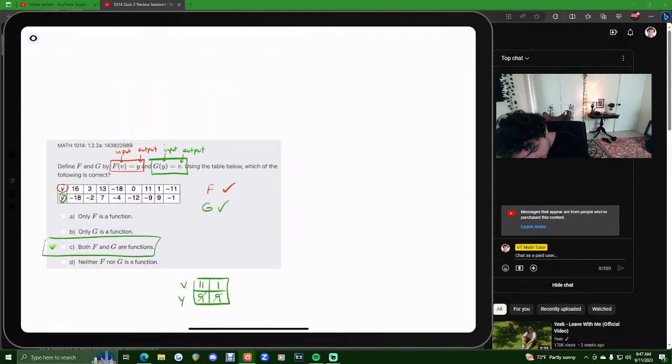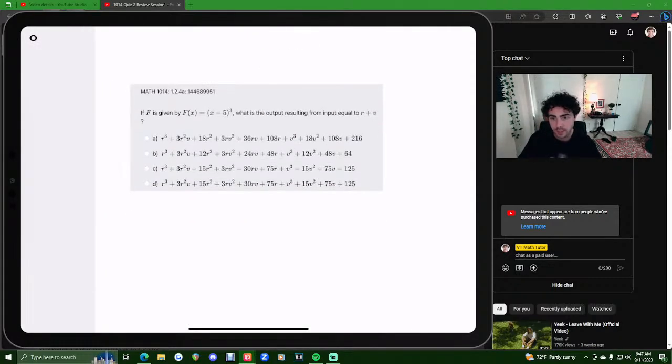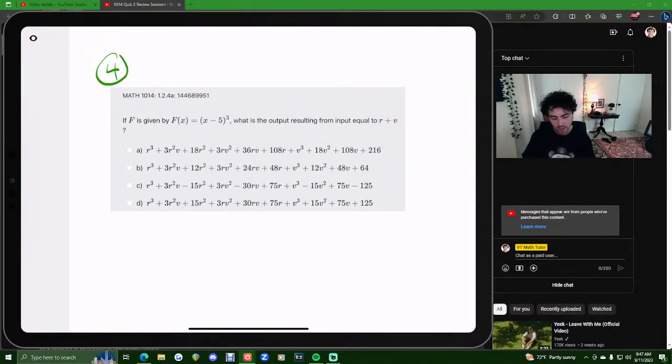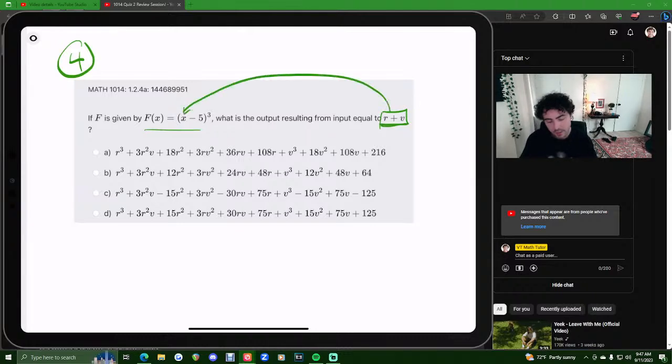So this was number 3. Thought I wrote it down. I guess not. All right, so that's a little background on functions in charts. This is number 4. Let's get cooking. They say if f is given by this function here, what is the output resulting from input equal to r plus v? Now, what they're asking you to do is take r plus v and substitute it in place of x and then expand the whole thing.